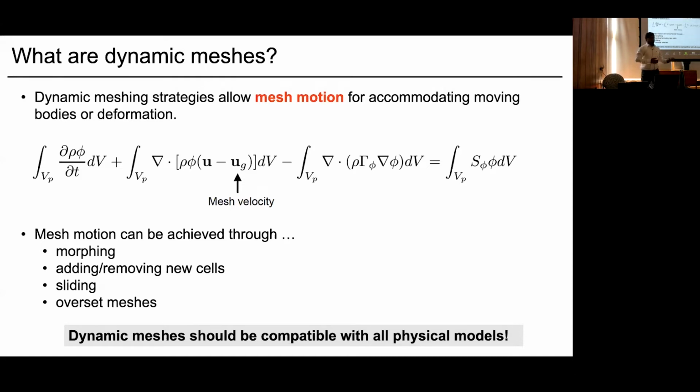So as I've already told, this kind of mesh motion can be achieved through morphing the mesh, or adding or removing new cells, or utilizing sliding meshes, or using the overset meshing strategy. So overall, the bottom line is that these mesh motion strategies should not be a limitation for any kind of physical problem. In OpenFOAM, the libraries that are developed for dynamic meshing should be utilized for any physical problem or any different solver that you want to use it with.